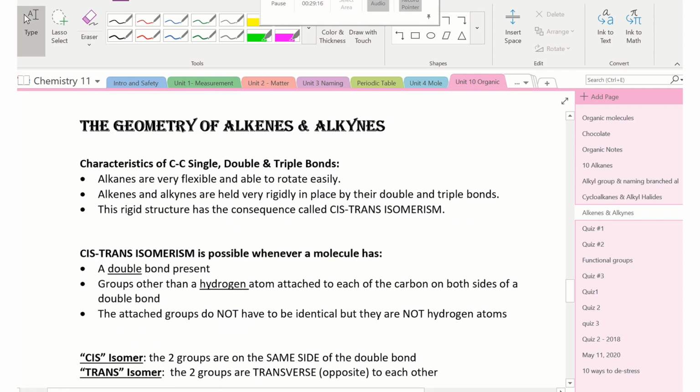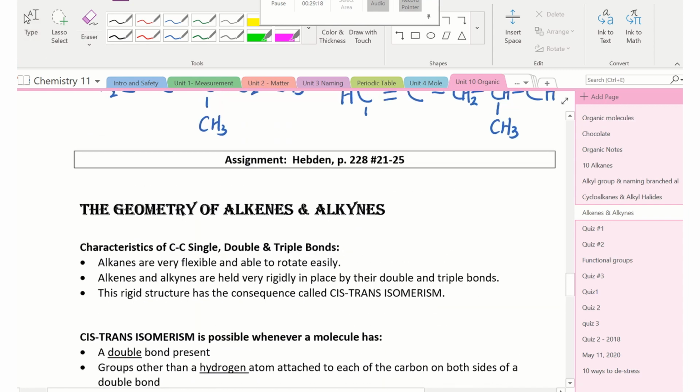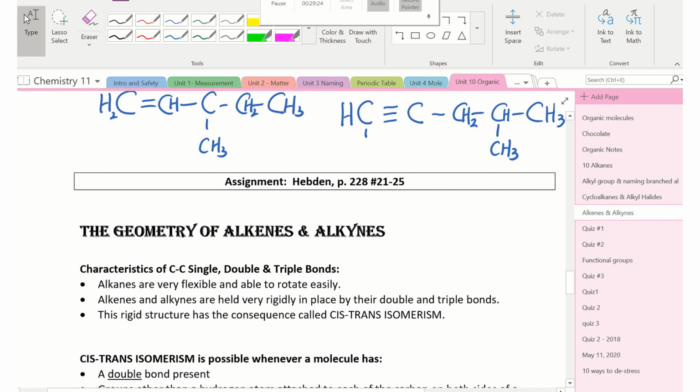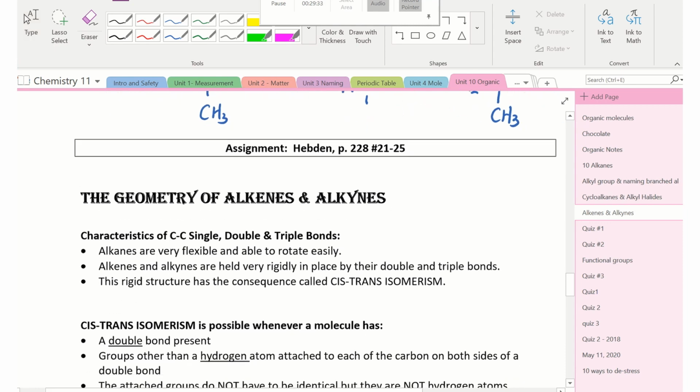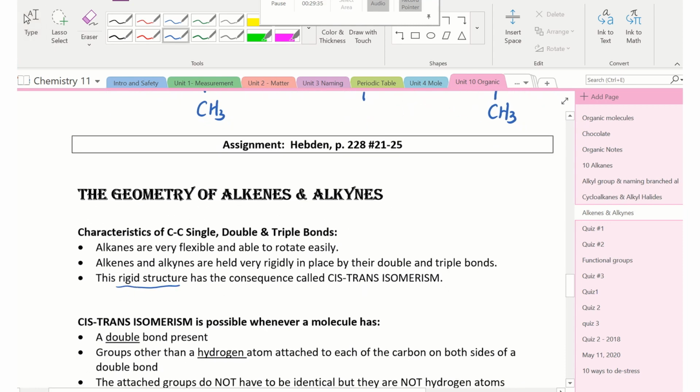Moving on to the little bit to do with the geometry of alkene and alkyne. The nature of these two types of structures, they are very rigid. They cannot be rotated, right? As a result, this rigid structure has the consequences of cis and trans isomerism. Okay, so this is something that we're going to be talking about.